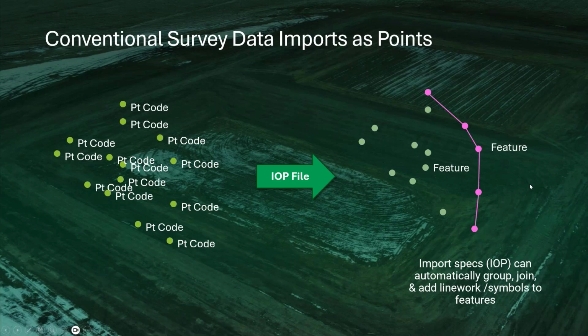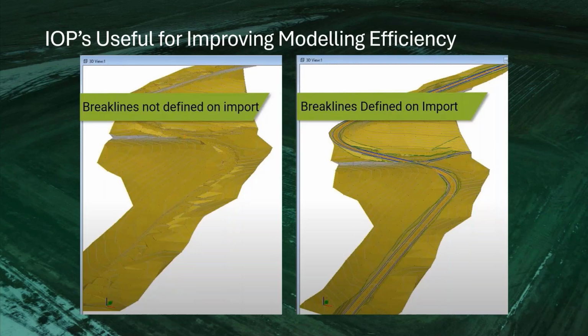Matt's going to be covering working with conventional survey data in our software part that's going to follow this little introduction. I just wanted to double down and reiterate the importance of being able to set features through that IOP, and in particular, break lines. We're going to talk about break lines in a couple slides from now in a bit more detail, but they really are useful at managing the way that triangles are formed in your TIN surface.